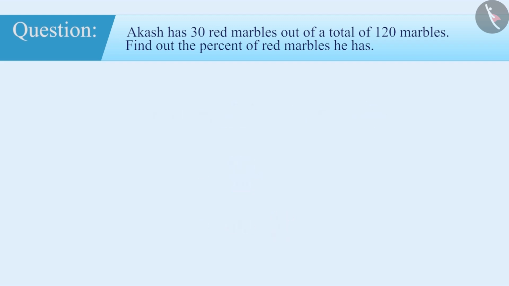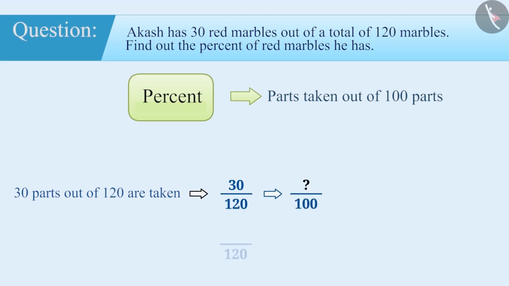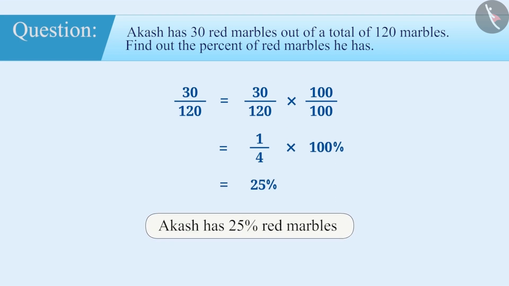Let us find out the correct answer. Percent means the number of parts taken out of 100 parts. Here, 30 parts are taken out of 120. So, we will find out if 30 parts are taken out of 120, then how many parts will be taken out of 100? To find out, we will multiply 30 by 120 with 100 by 100. Since the numerator and denominator are being multiplied by the same number, there is no change in the value of the fraction 30 by 120. 30 by 120 into 100 by 100 is equal to 1 by 4 into 100%, which is equal to 25%. In this way, Akash has 25% red marbles.